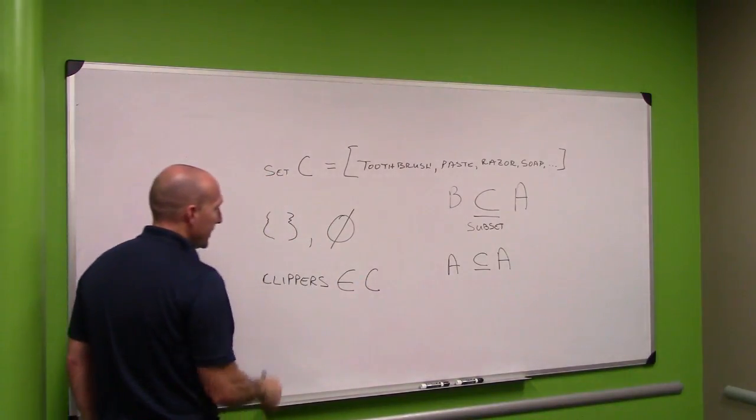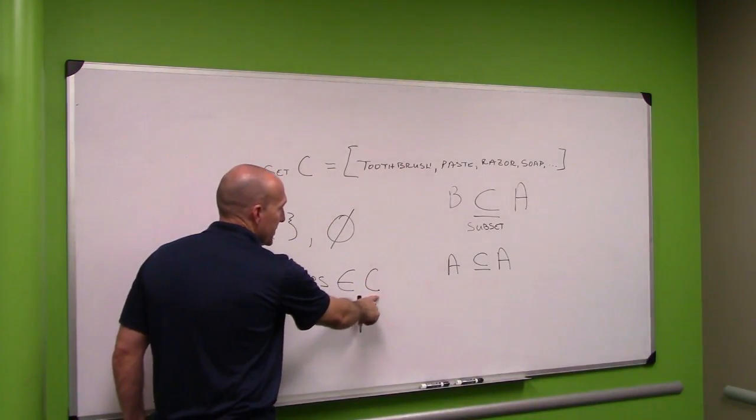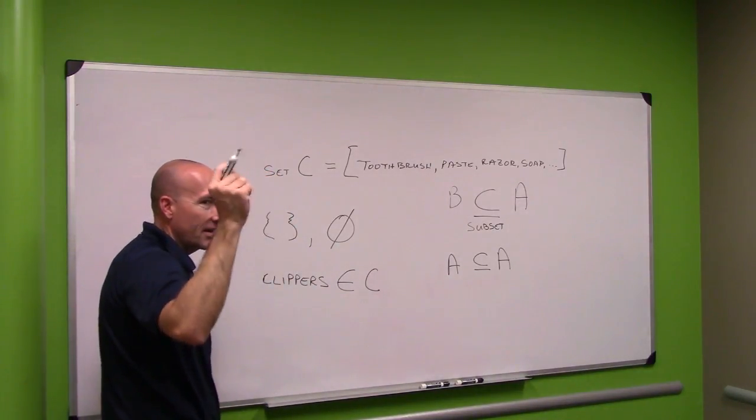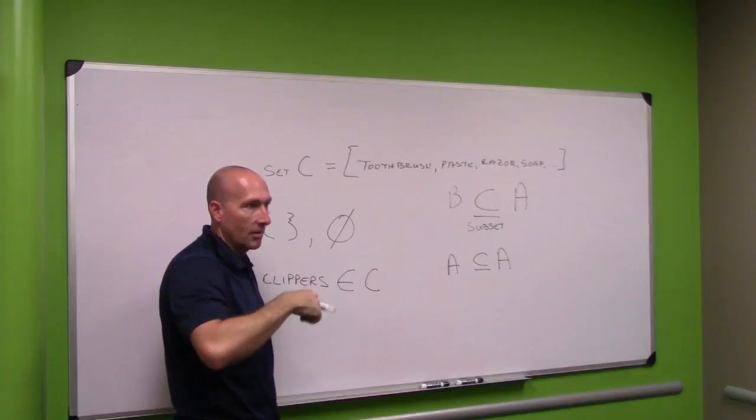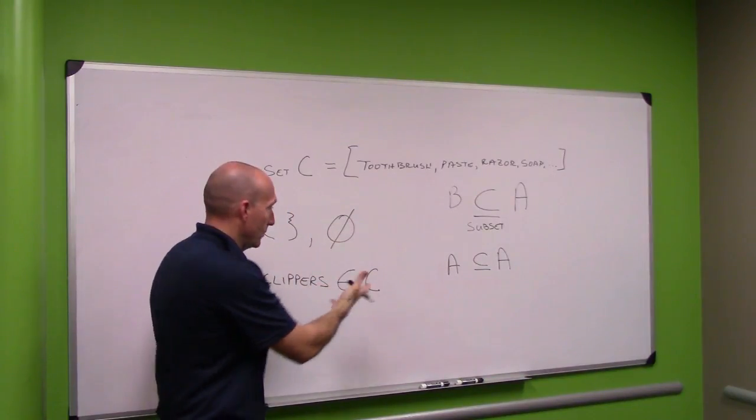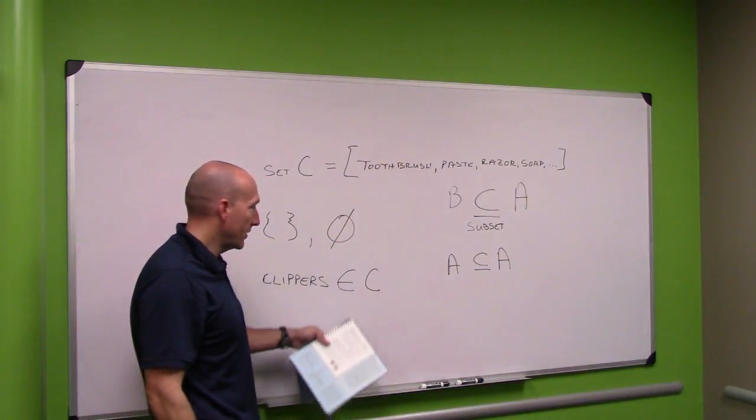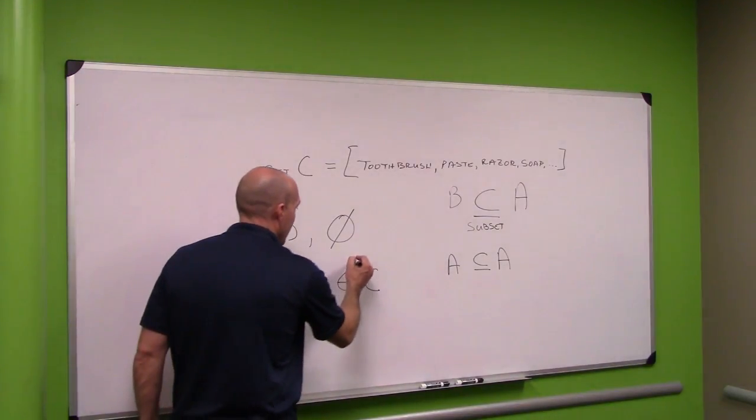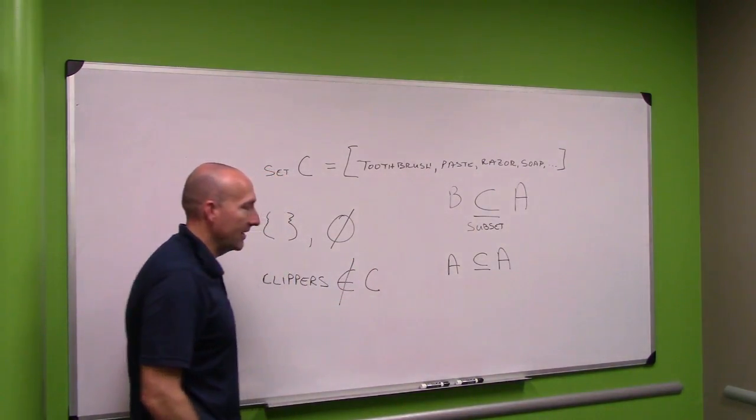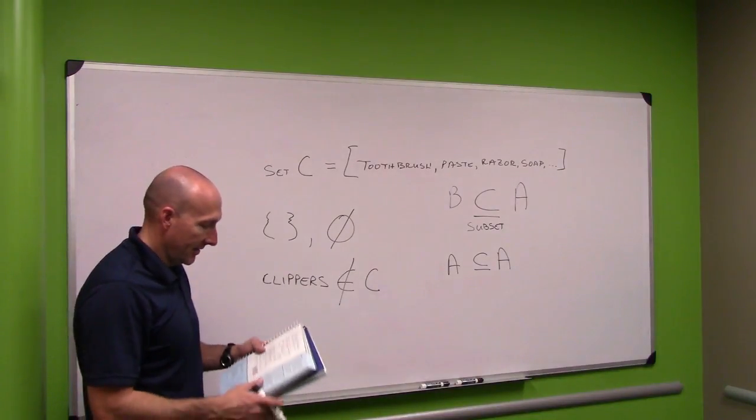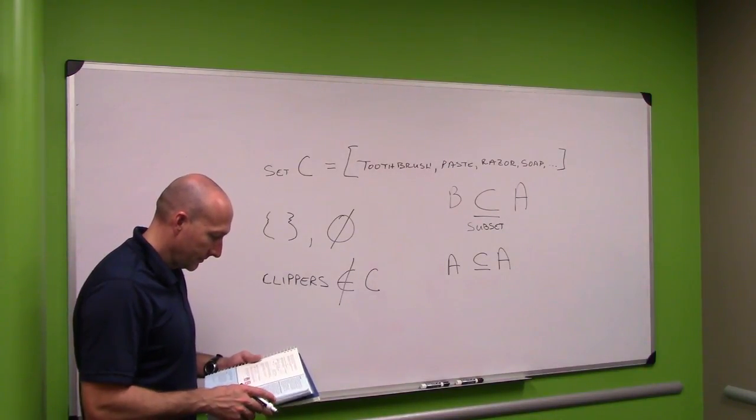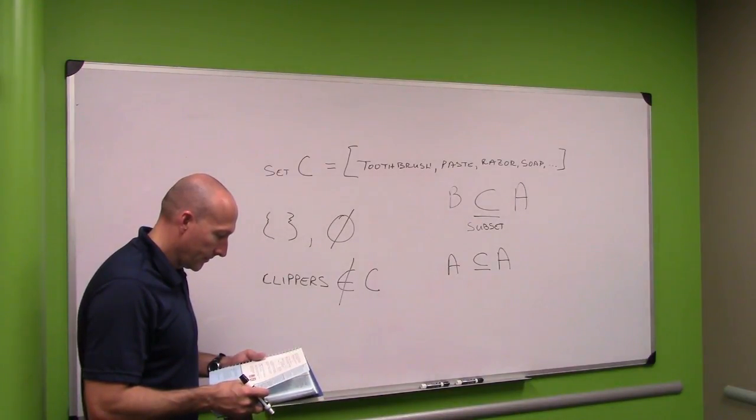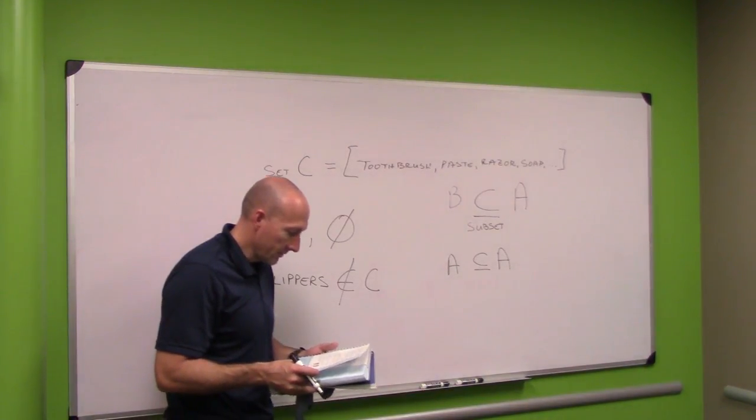But here we're saying clippers is an element of C. Now we just talked about using this line to kind of say it's the opposite, or it's not what we're talking about. So what could we add to this to say that clippers is not an element? Absolutely. We'll put a line across it like that. Not an element of. Make sense? Yes, sir. Awesome.